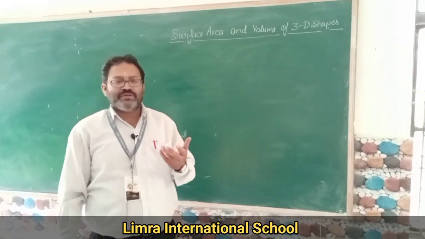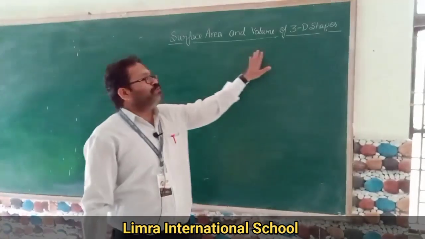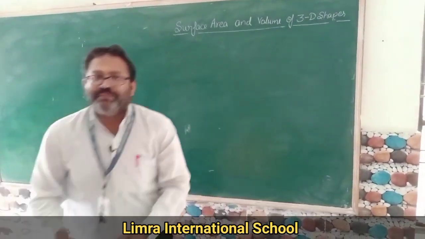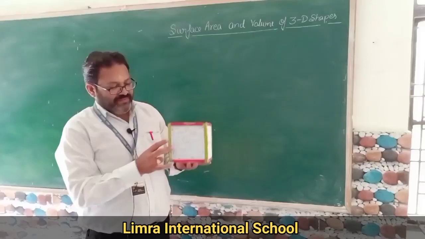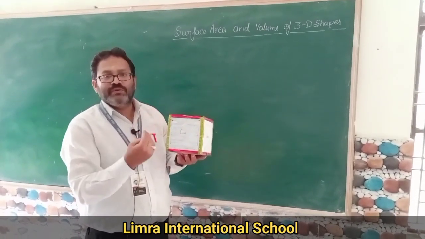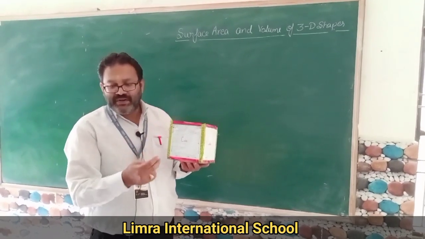Today I am teaching about the surface area and volume of 3D shapes. First we have to know what a 3D shape is. A 3D shape means it has length, breadth and height also. This is called a 3D shape.